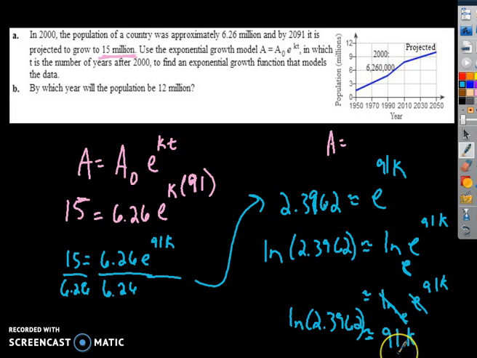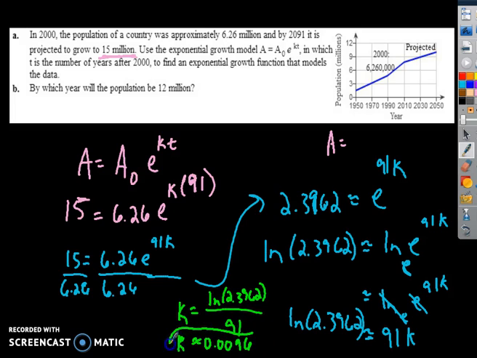To solve for k, you divide by 91. So k is equal to the natural log of 2.3962 divided by 91. It's estimated now, so you plug that into your calculator. k is roughly 0.0096. And that's good enough. That's 4 decimals, so that's pretty accurate. So that's roughly what k is.